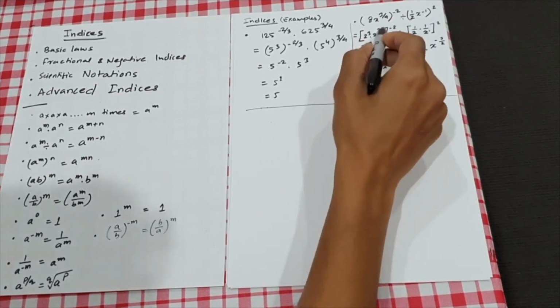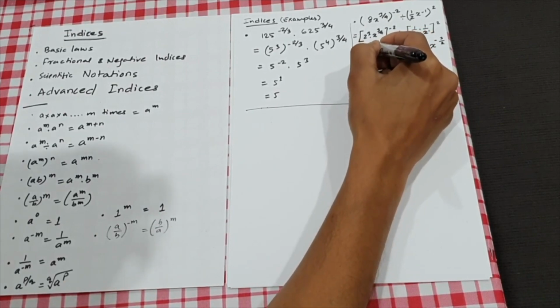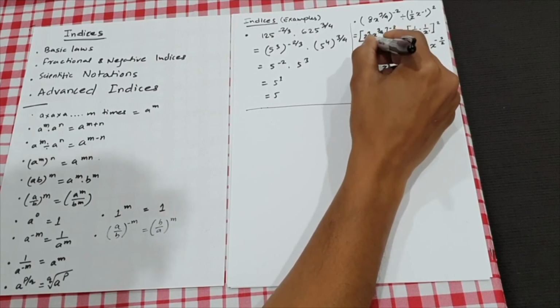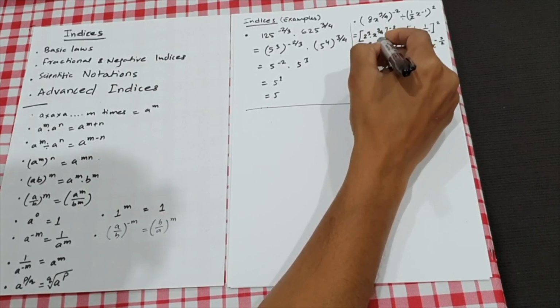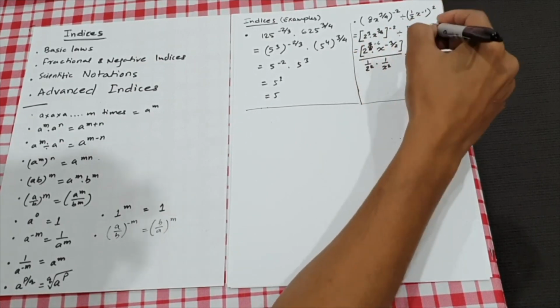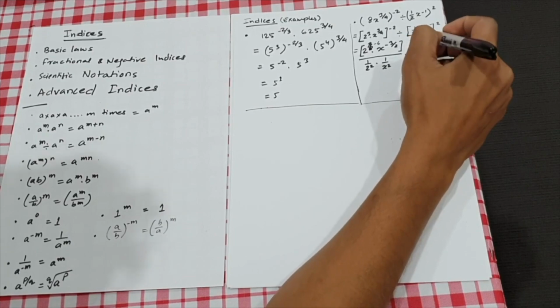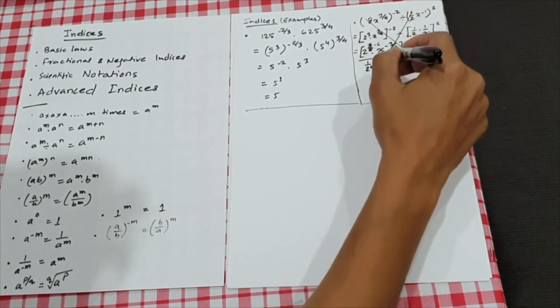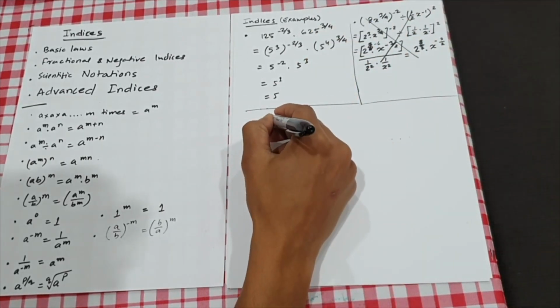Sorry, I made a mistake here. This is minus 6. This is 2 to the power 3 into minus 2 is minus 6. Okay, let's take this separately. Let's do it again. I made a mistake there.